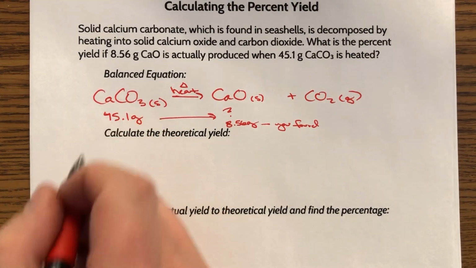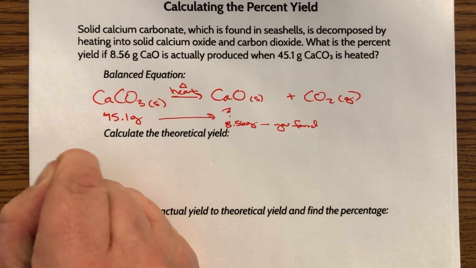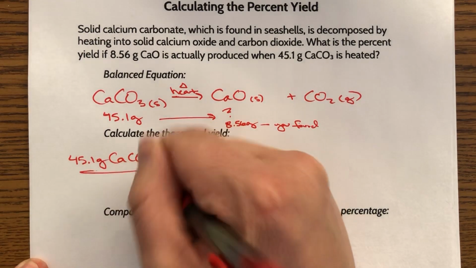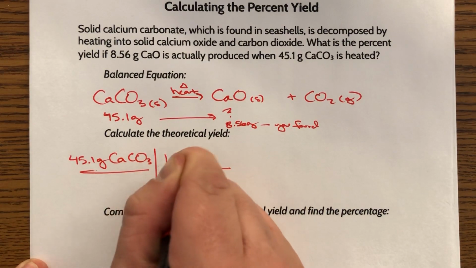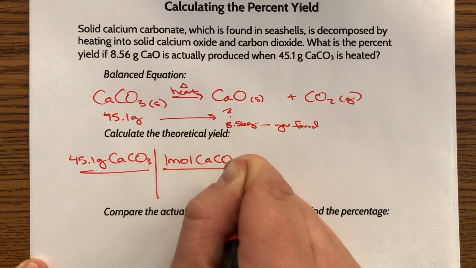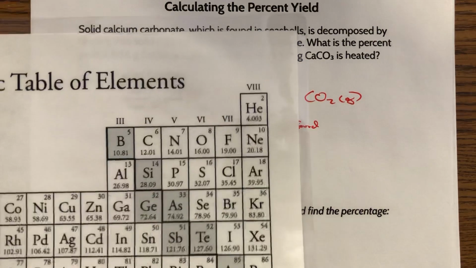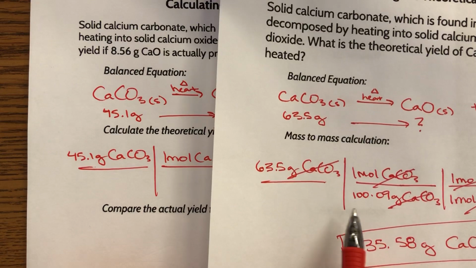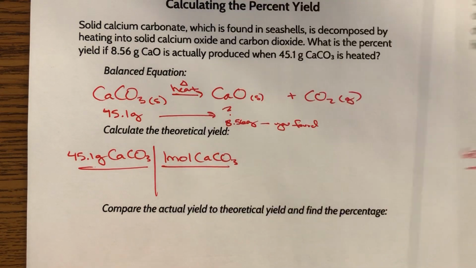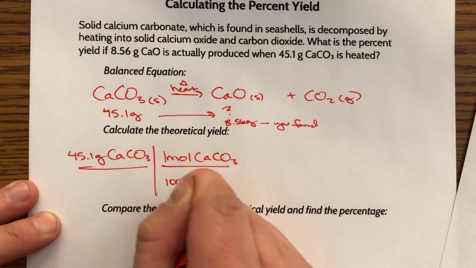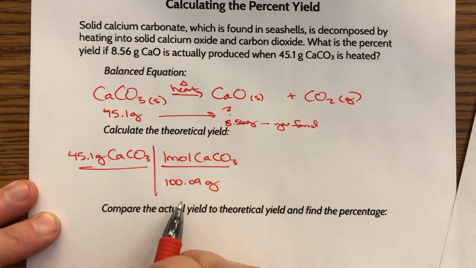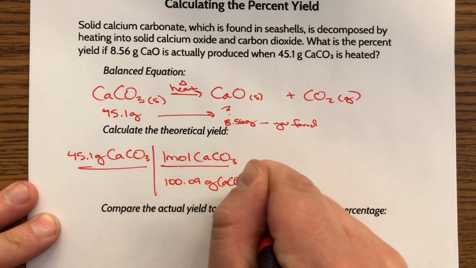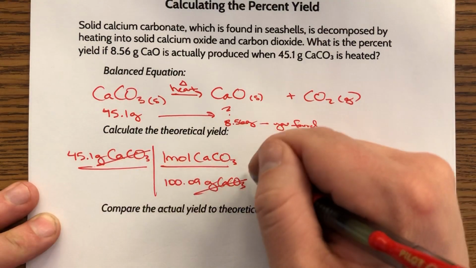So we have 45.1 grams of CaCO3. We have 1 mole of CaCO3. We can calculate it on the periodic table, but for the sake of time, we already discovered this in the last problem, and it was 100.09 grams of CaCO3. So our grams of calcium carbonate cancel.